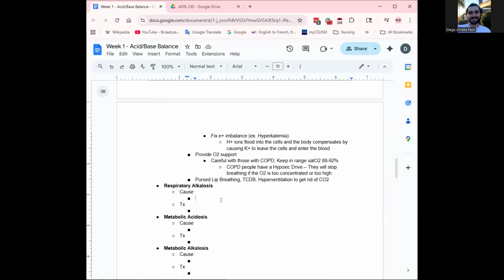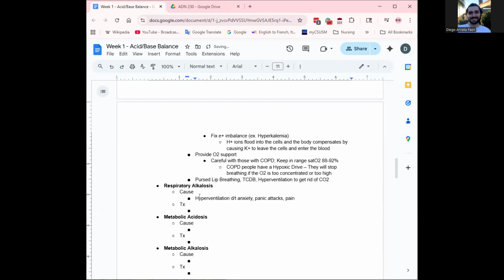So now respiratory alkalosis. What are some things that come to mind that would cause the lack of CO2, so getting rid of too much CO2? Yeah, a big one is going to be anxiety, panic attacks, hyperventilation. Exactly. So hyperventilation, and we can include anxiety, panic attacks, pain. Perfect. Pain is definitely one of them.